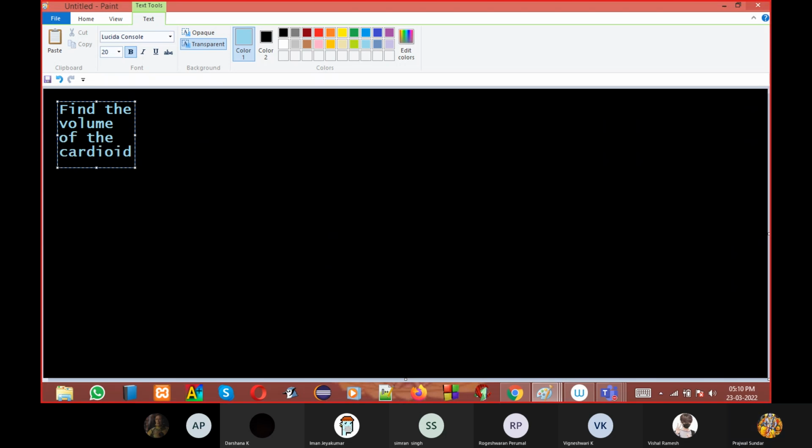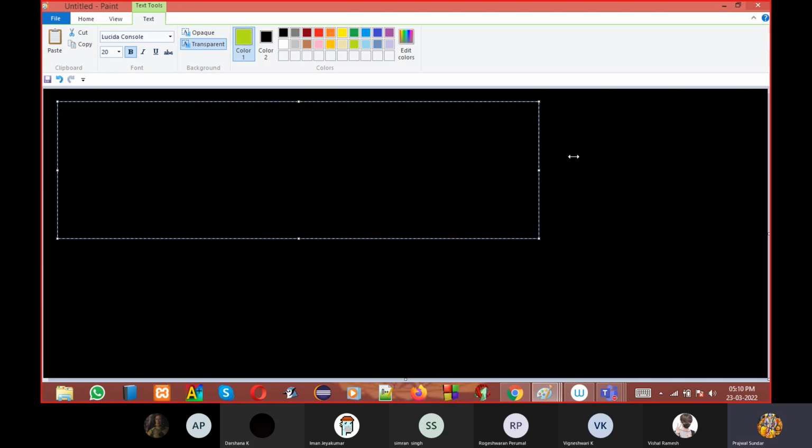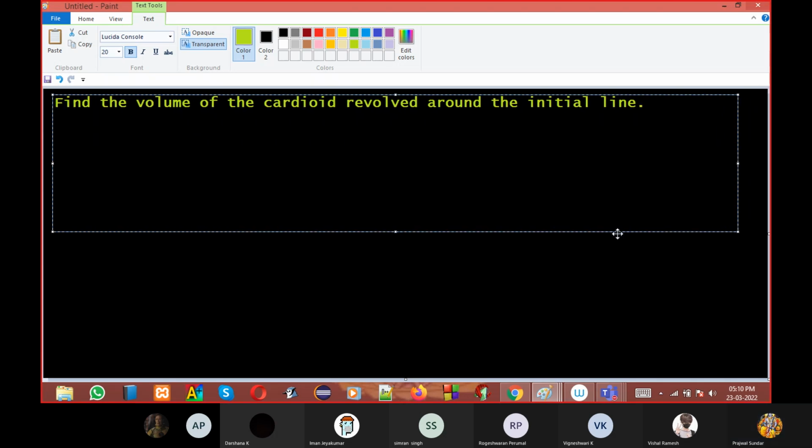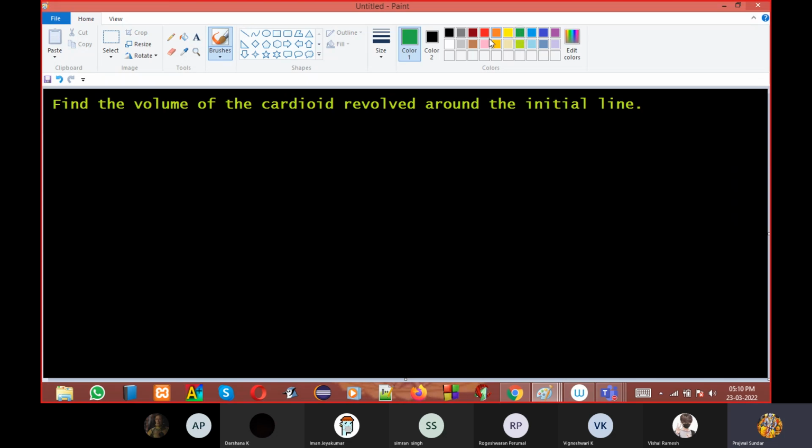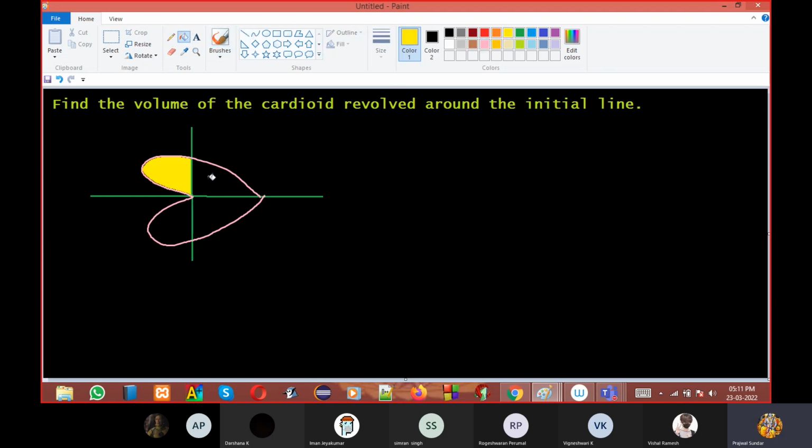There is a question on the cardioid. They have given a cardioid like this. There is a cardioid. I'm not very clear exactly where they're rotating. Somewhere they're rotating. Find the volume.